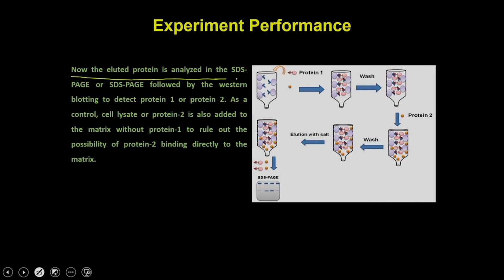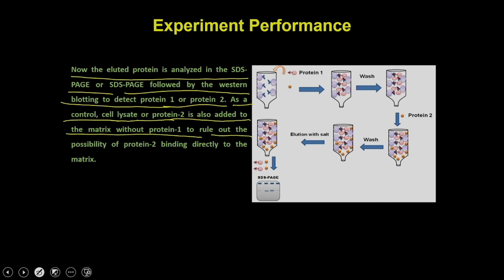That eluted protein can be analyzed on the SDS-PAGE, and the SDS-PAGE can be followed by Western blotting to detect protein 1 and protein 2. As a control, you also need to understand that the experiment could have some non-specific reaction as well. So, you can simply load the cell lysate without the ligand, or you can add protein 2 without protein 1 to rule out the possibility of protein 2 binding directly to the matrix, which means you can run two controls.